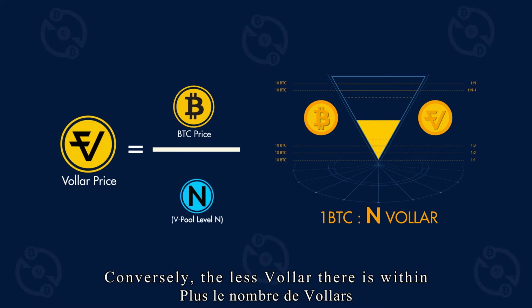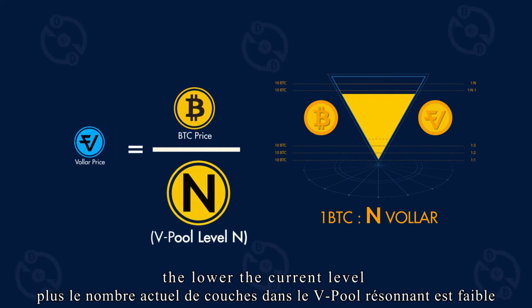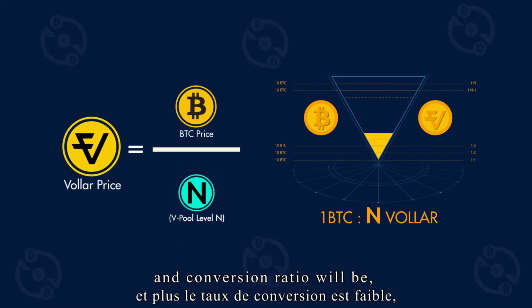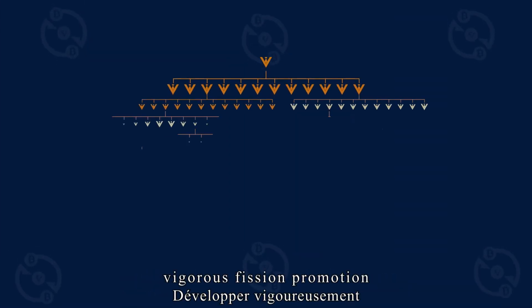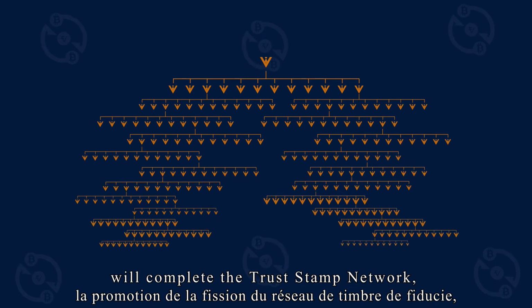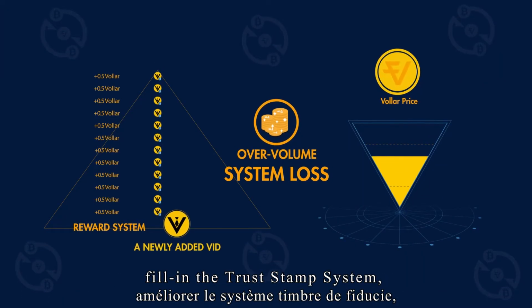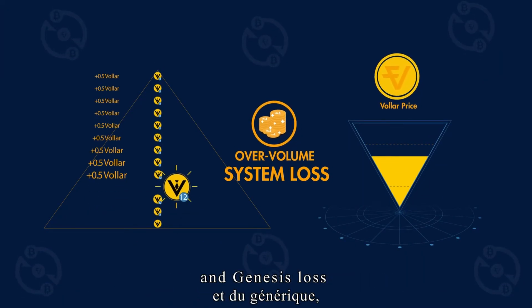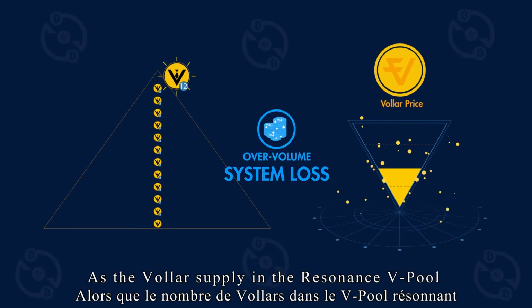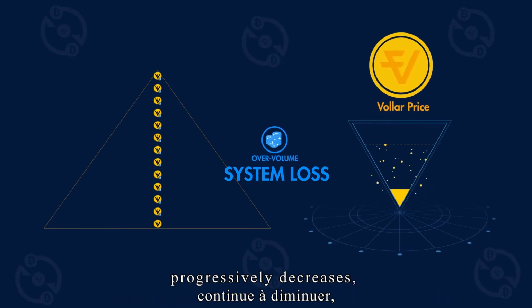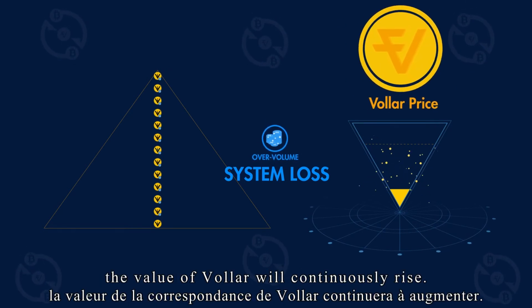Conversely, the less Vollar there is within the resonance V-pool, the lower the current level and conversion ratio will be, so the value of Vollar will be higher. Therefore, vigorous fission promotion will complete the trust stamp network, fill in the trust stamp system, and reduce system loss and Genesis loss, as well as lower over-volume issuance. As the Vollar supply in the resonance V-pool progressively decreases, the value of Vollar will continuously rise.